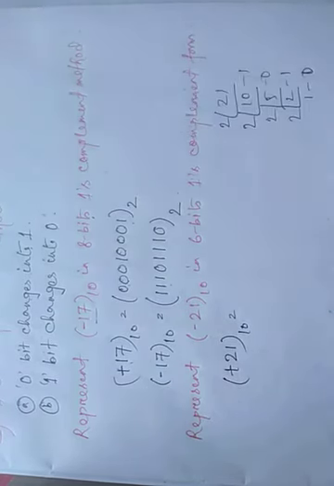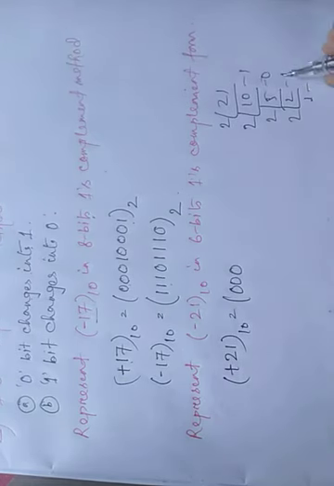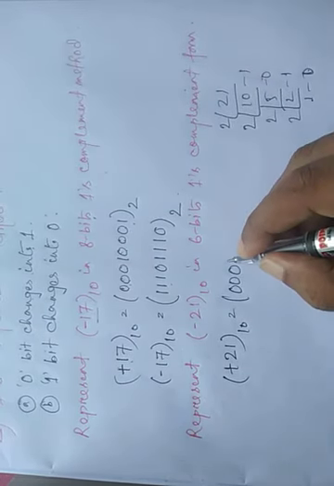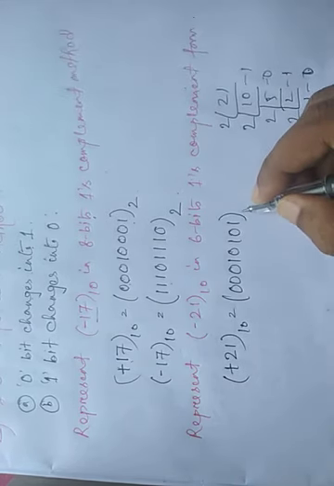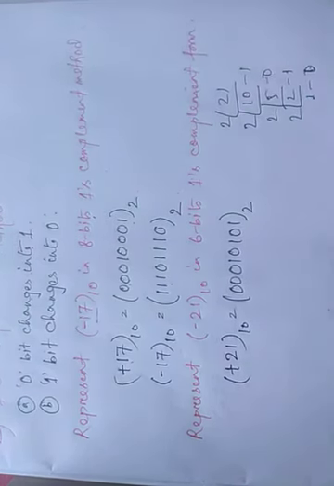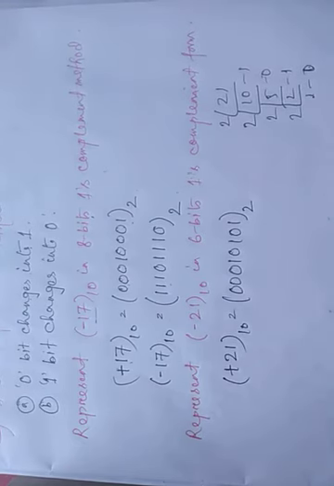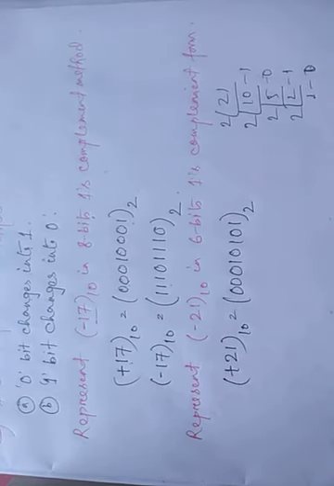So 1, 2, 3, 4, 5 bits. We have to add 3 extra 0s, then 1, 0, 1, 0, 1. So plus 21 is 0, 0, 0, 1, 0, 1, 0, 1.